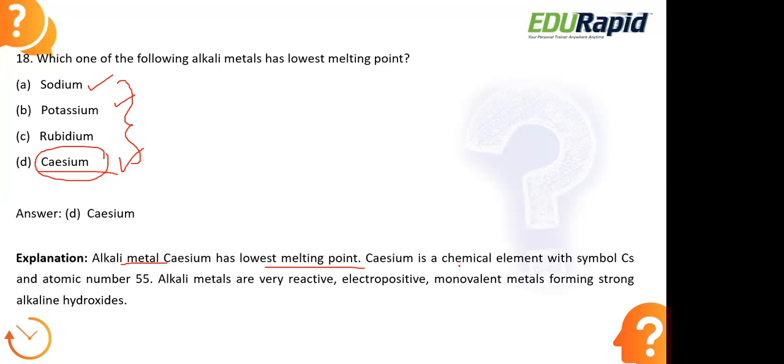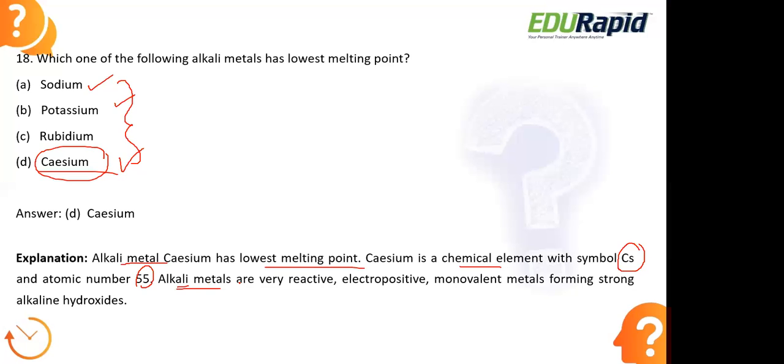Cesium is a chemical element with the symbol Cs, and its atomic number is 55. It is an alkali metal. Alkali metals are the ones which get dissolved in water. The metals which dissolve in water we can consider as alkali metals, and they form an alkaline solution.